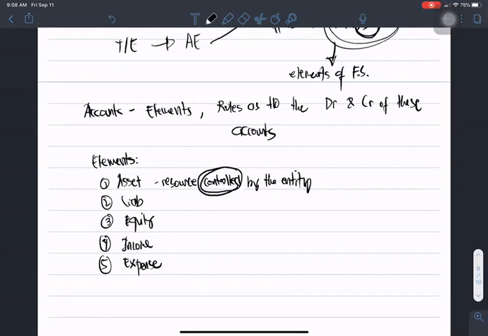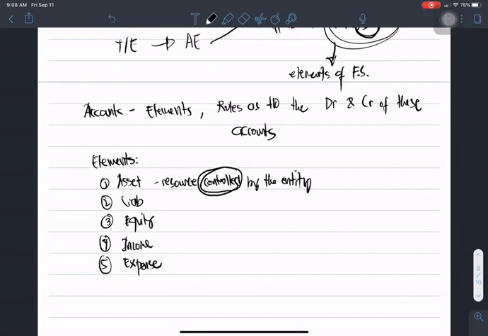First that we learn is that physical form is not needed. Next, it does not need any ownership so long as you control it. Okay, so that is an asset, any resource controlled by the entity. Some examples of assets are cash, receivables, property, plant and equipment, supplies, inventory, etc. So those are different resources.